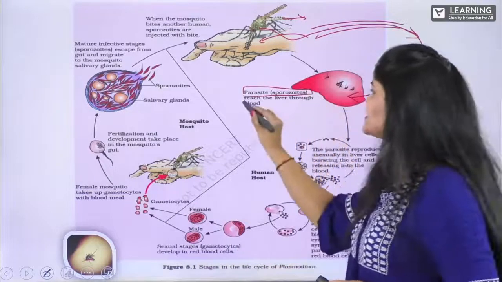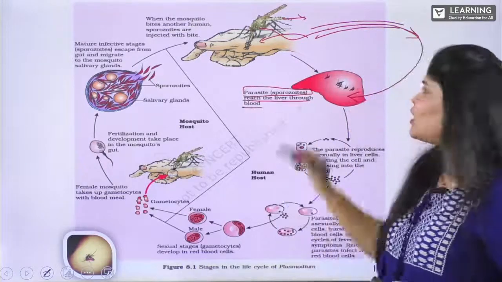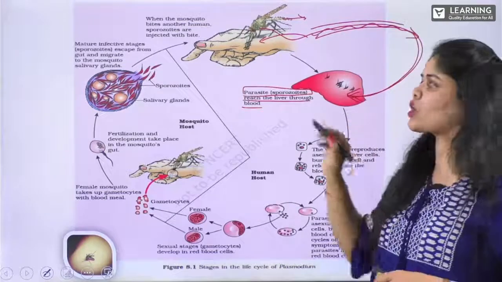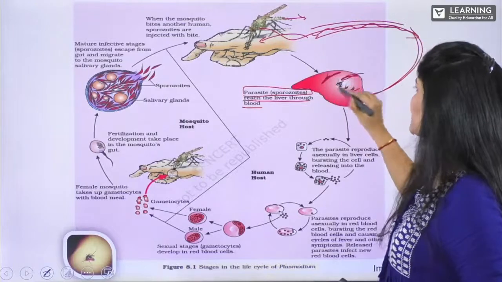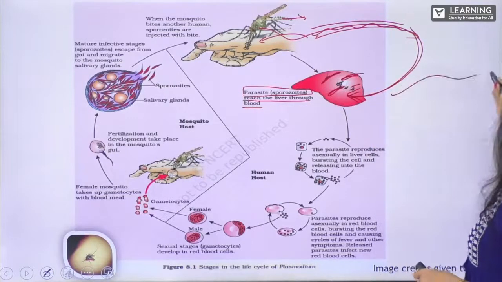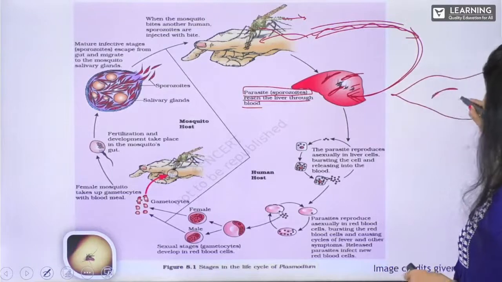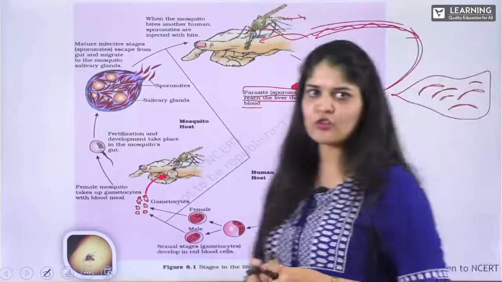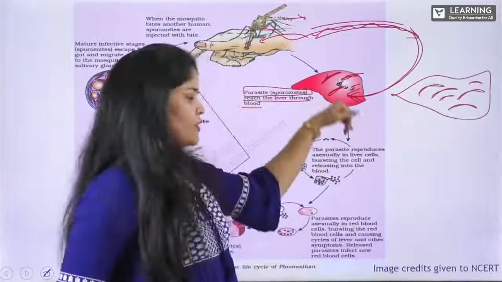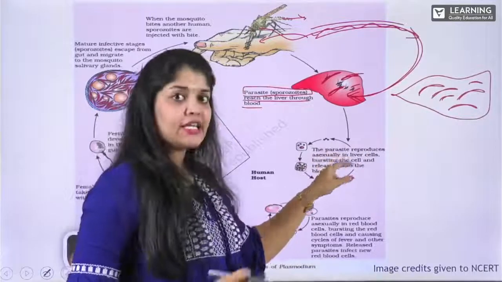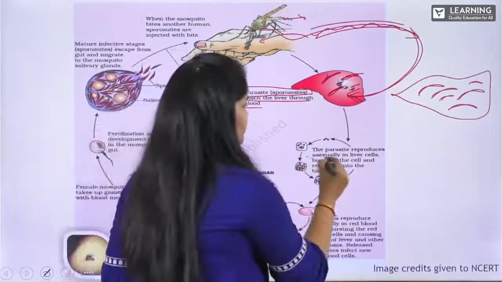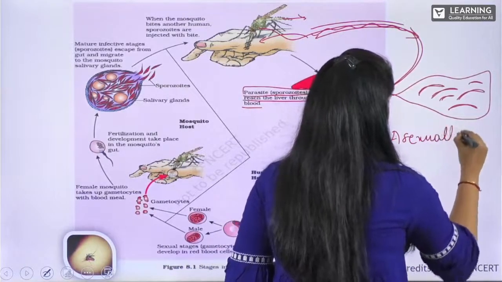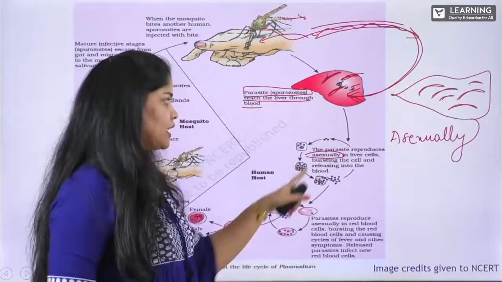The sporozoite reaches the liver first through blood circulation. Through the blood circulation, the sporozoites reach the liver cells, and the liver cells are called hepatocytes. So in the liver cell, we have these sporozoites. Now what happens? Here the parasites reproduce asexually. This is very, very important. The parasite here reproduces asexually and increases in number.